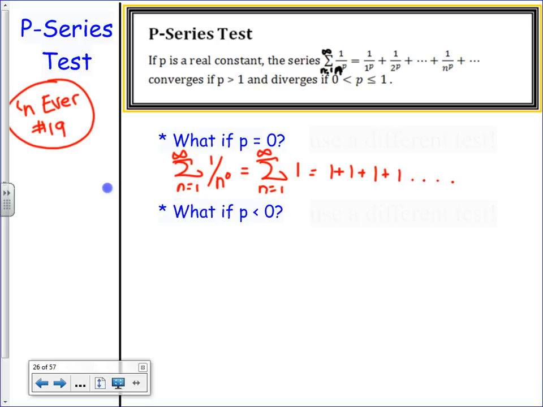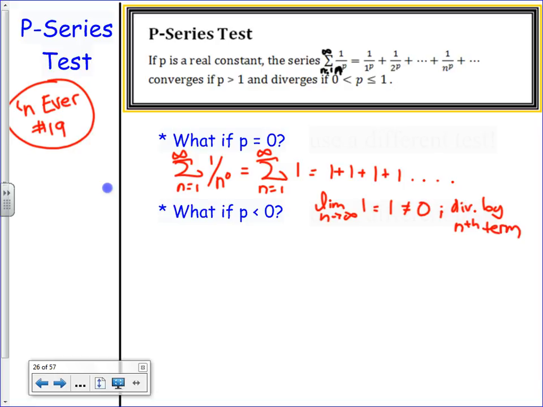Guys, why would this fail? Why does that diverge? What test could you give me? But not p-series test. What test would you use? Geometric. You could use geometric and say that r is not between 1 and negative 1. You could use nth term test, right? And you could say the limit as n goes to infinity of 1 is 1, which is not 0. So I could say diverges by nth term. Anyway, if it's 0, it doesn't even fit this case.